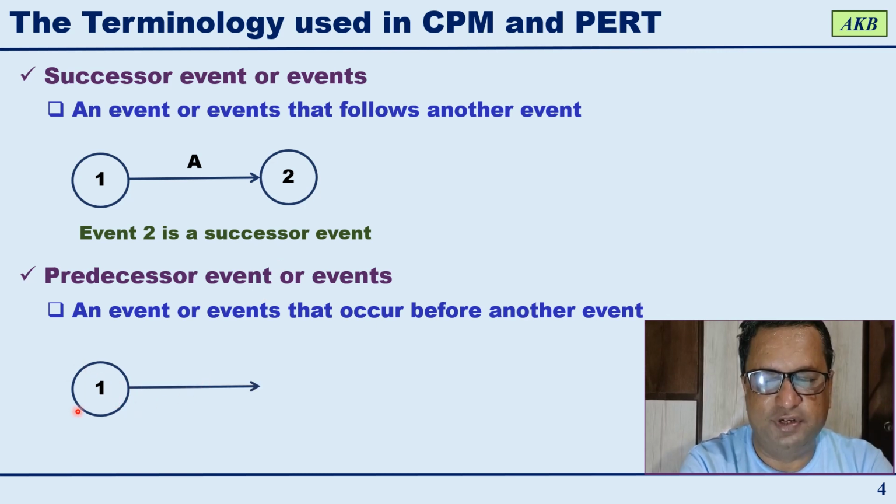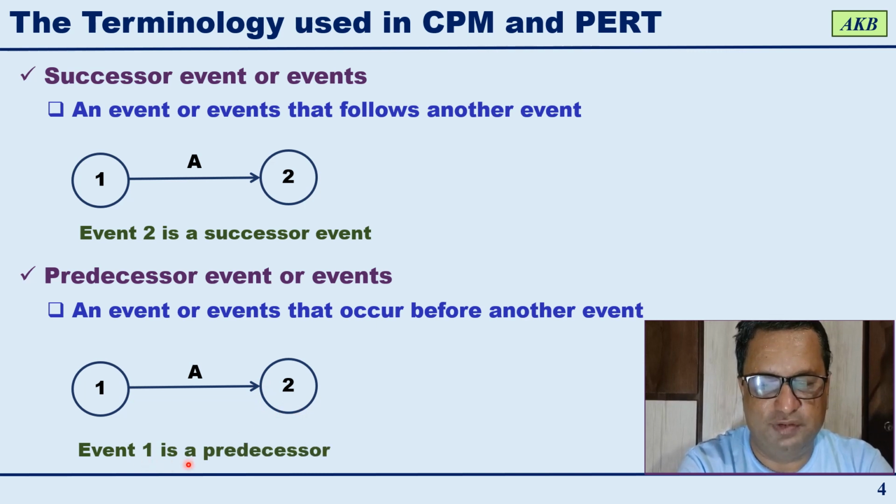So you have event 1, which is the start event of activity A, and this ends at event 2. Activity A ends at event 2. So in this particular case, you can say event 1 is a predecessor event. Predecessor of which event? It is the predecessor event of event 2.